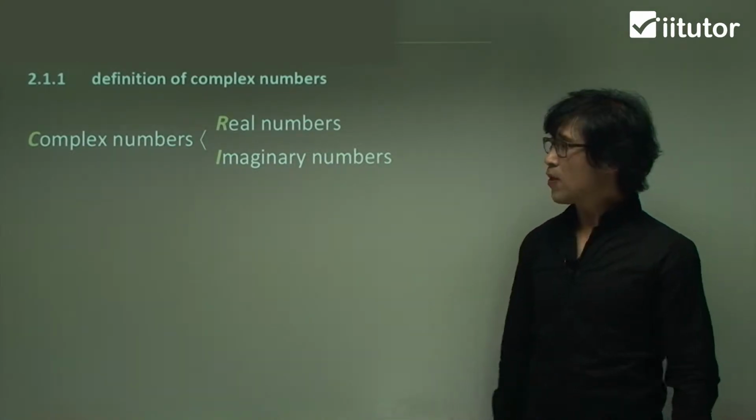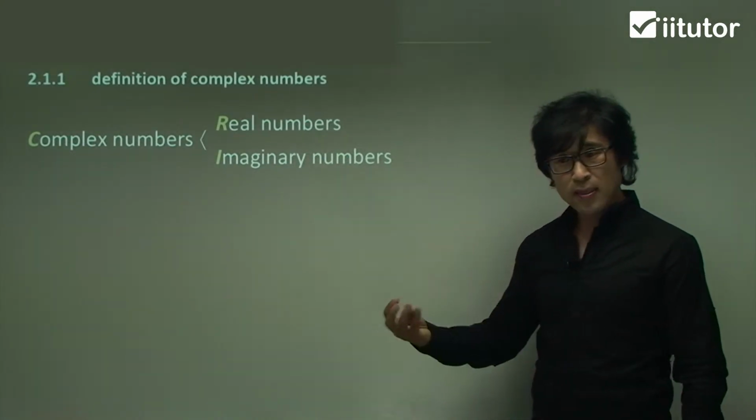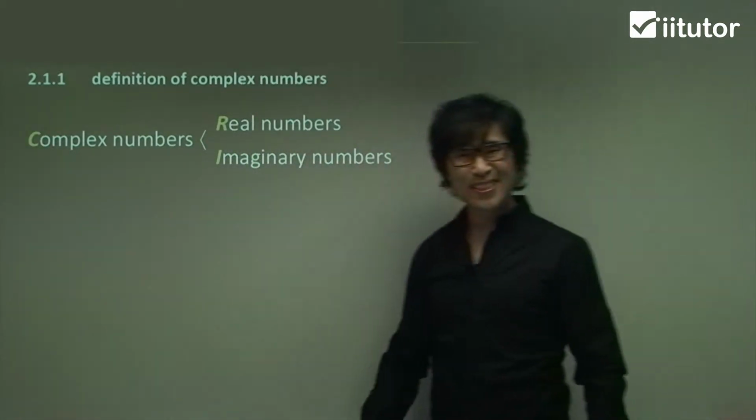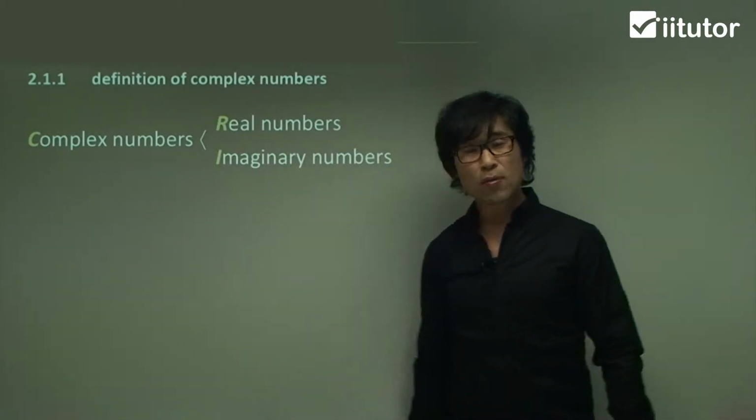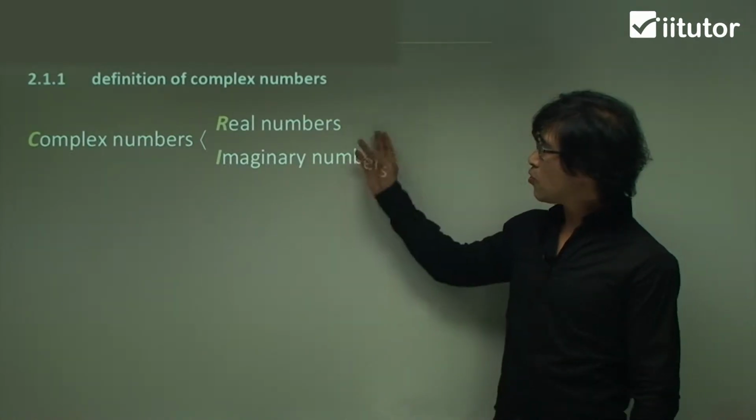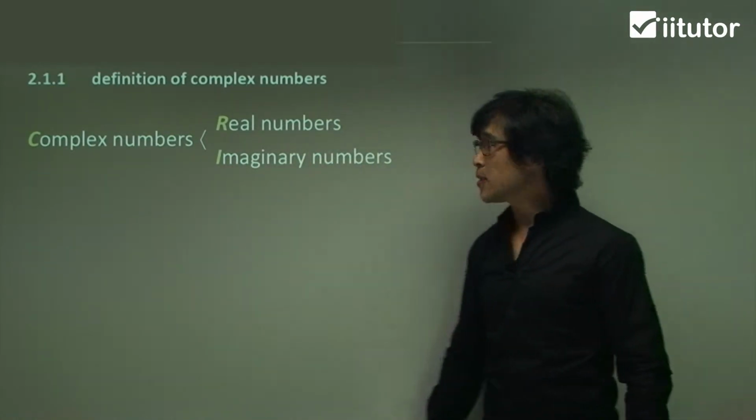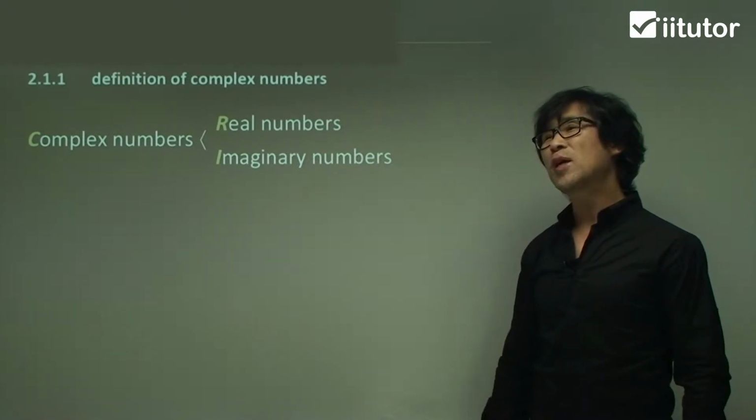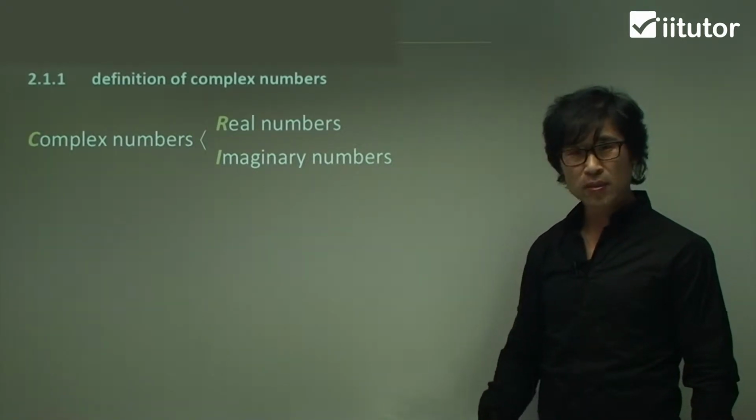From now on, everyone, the letter representing the complex numbers is C. Capital R refers to the real numbers. Capital I is now being used for imaginary numbers. Sometimes I is used for integers, but it doesn't really matter.